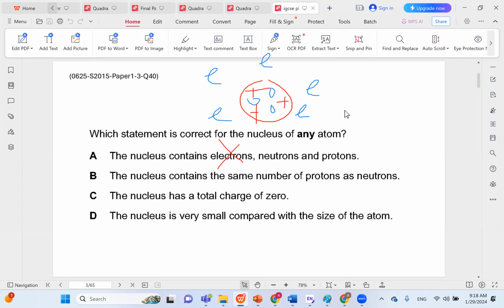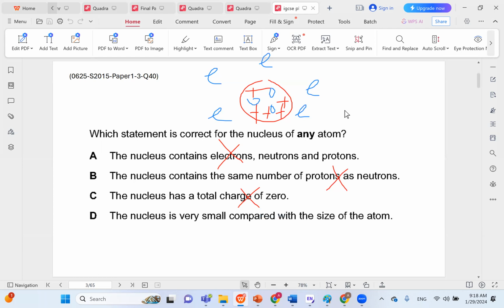The nucleus contains the same number of protons as neutrons. This is incorrect as well. If the atom is neutral, the protons will equal the electrons. So in the diagram above, I have 5 electrons, so I would have 5 protons as well. But neutrons do not have to be of the same number as protons and electrons.